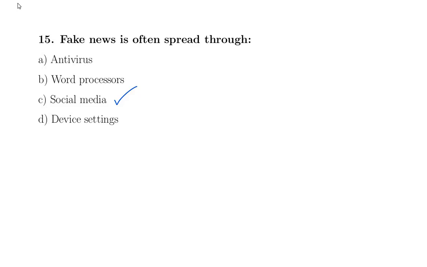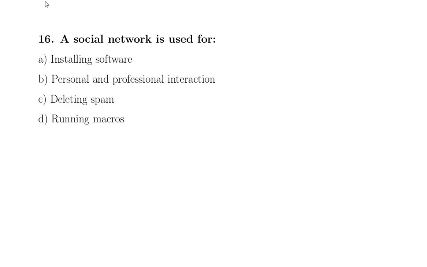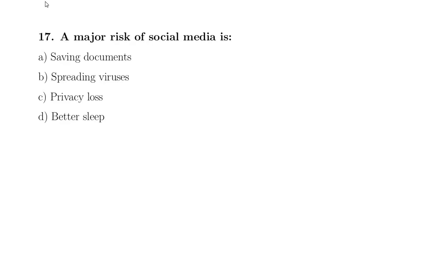That is option C. A social network is used for installing software, personal and professional interaction, deleting spam, running macros. The correct option is personal and professional interaction. That is option B.